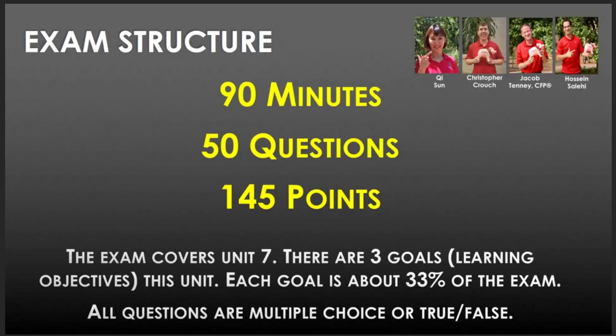A little bit different structure this time. There are only 3 goals versus the normal 2 per unit. So that means that each goal covers about 33% of the exam instead of 25% like it was before. I do want to point out that the estate planning still covers 33% of the exam. I know there's a lot of material about insurance and everything, but don't forget about the estate planning stuff. That's still going to be featured on there, still about 33%. Once again, all questions are multiple choice or true false, so exact same format.